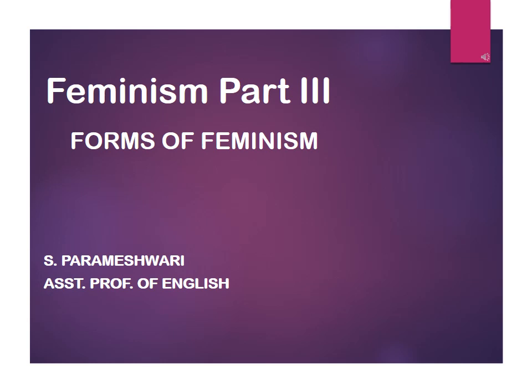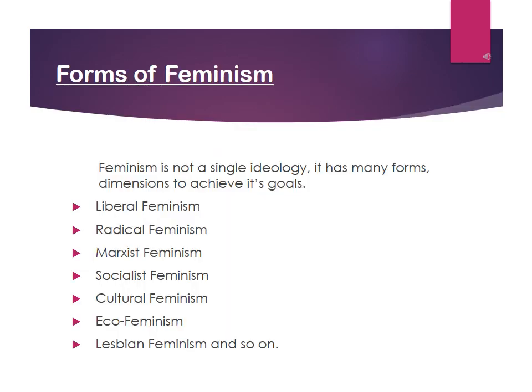Dear students, in the previous class we saw what is gynocriticism and how Elaine Showalter has classified the female literary tradition into three phases. Now let's see different forms of feminism. The different forms of feminism have been devised to achieve the ultimate goals of feminism. Let's see different forms of feminism.